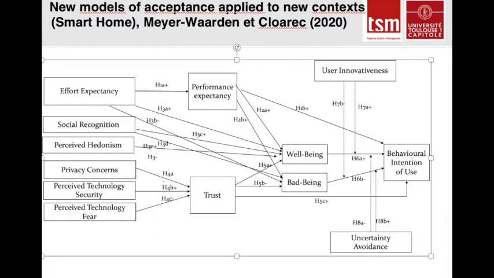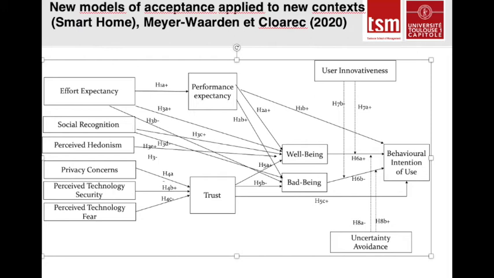We can see also that social recognition and perceived hedonism impact well-being, and the higher the well-being perceived, so mental well-being, psychological well-being, and health well-being, the higher will be also the intention to use. On the other hand, trust has a negative impact on bad being. So trust decreases bad being because bad being negatively impacts behavioral intention of use of the smart home, which is intuitive. And user innovativeness has a positive impact on behavioral intention of use, as the more the users are open to innovation, the more naturally they're open to use a smart home.